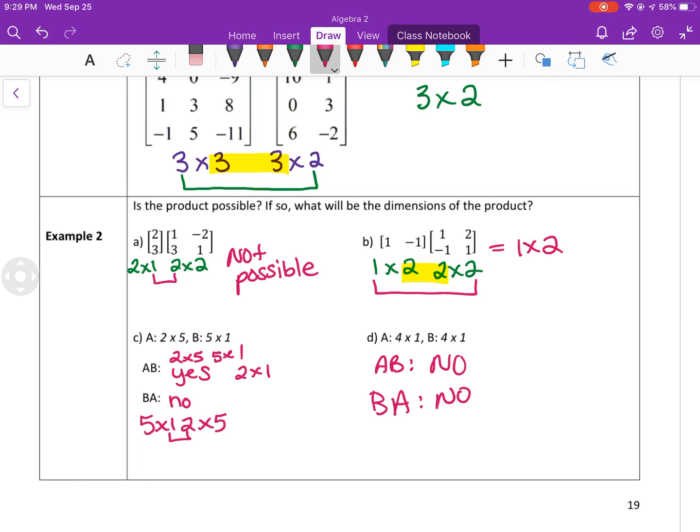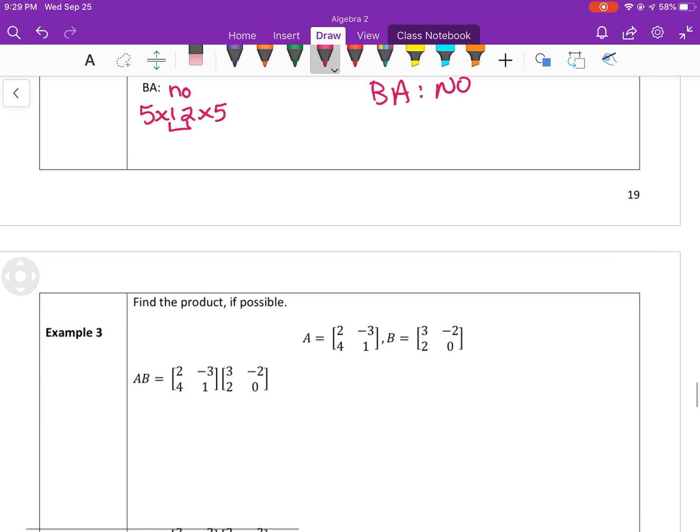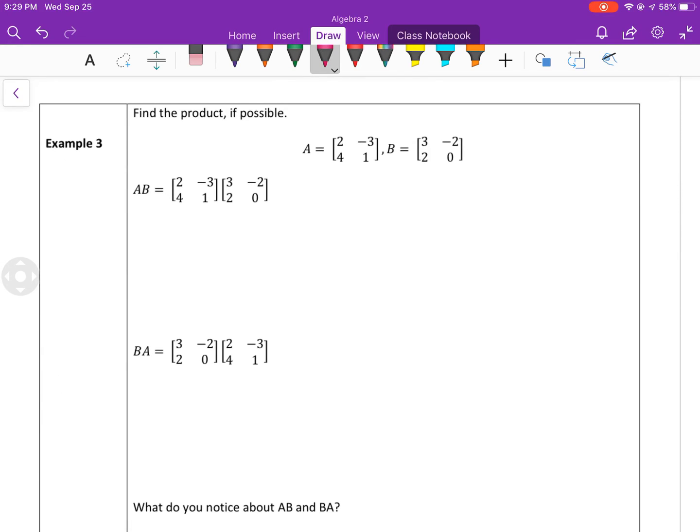Okay, so we're going to explore this idea in C a little bit more here in example 3. So I have my matrix A and my matrix B, and we're going to find the product. So this is how we find the products. You take rows by columns. First, this is going to be a 2 by 2 matrix times a 2 by 2 matrix. So our product will be a 2 by 2 matrix. We will have 2 rows and 2 columns, column 1 and column 2.